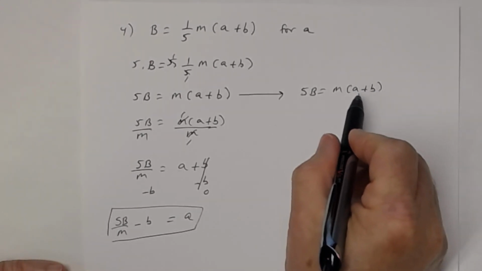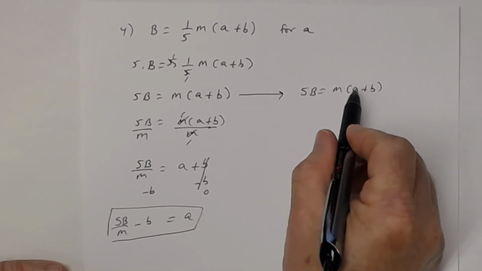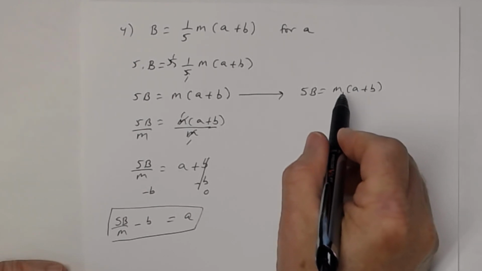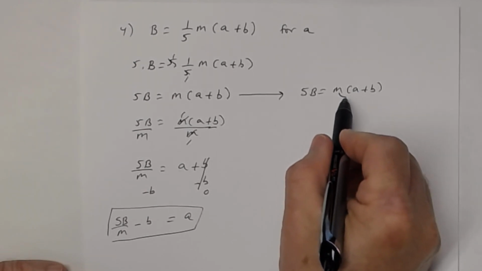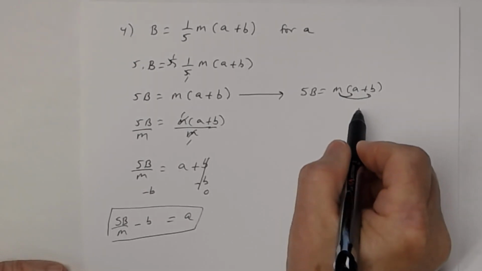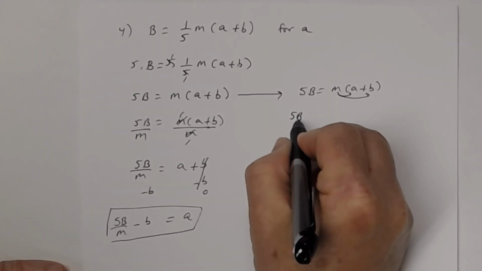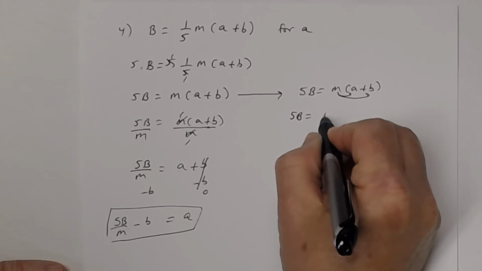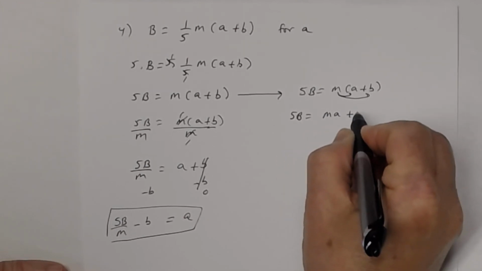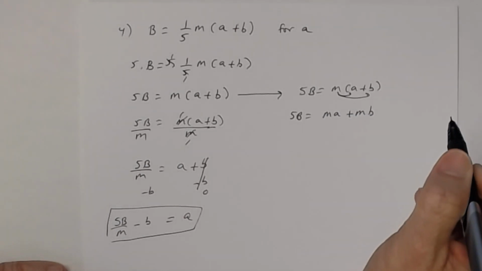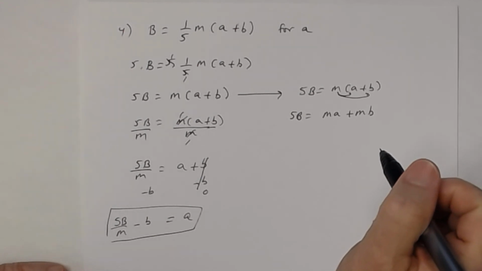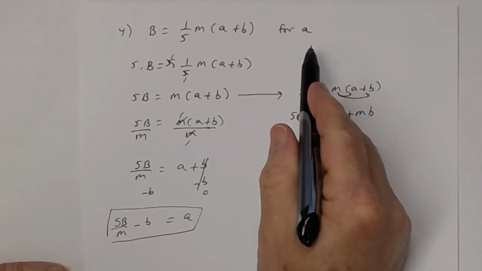So they see this parentheses, and these two terms inside the parentheses are being multiplied by m. So you're going to use the distributive property. And so when using the distributive property, you get 5b equals m times a plus m times b. All right, so someone could have done that. No big deal. We still have to solve for a, though.